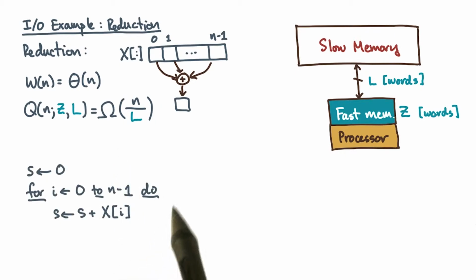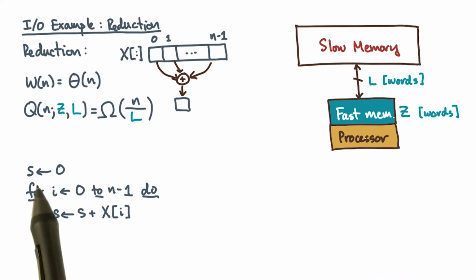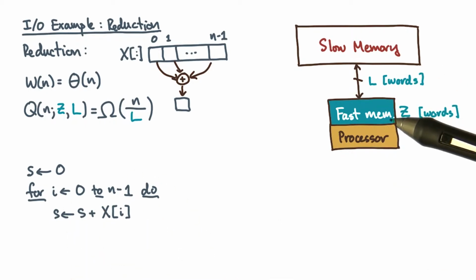Now here's the natural thing you would write in the conventional RAM model, that is the one without the fast memory. It maintains an accumulator S and makes a sweep over all the elements, accumulating them. Now you need to modify this procedure to think about when to move data between slow and fast memory.